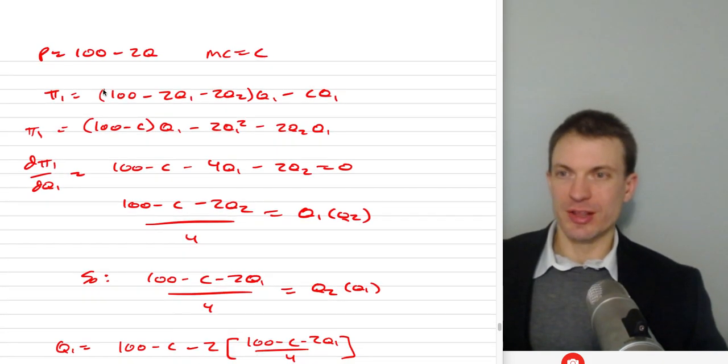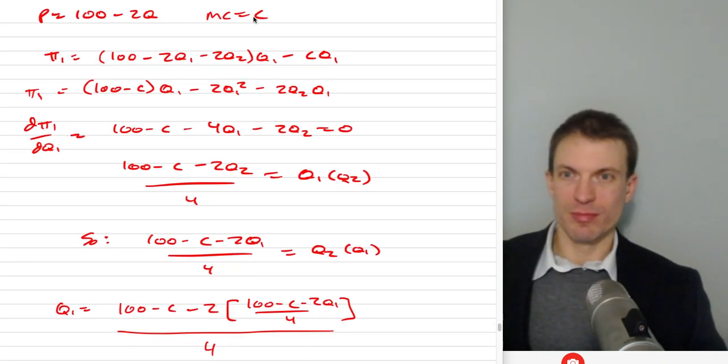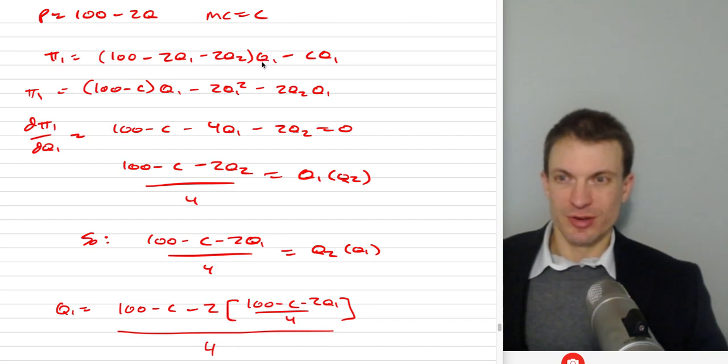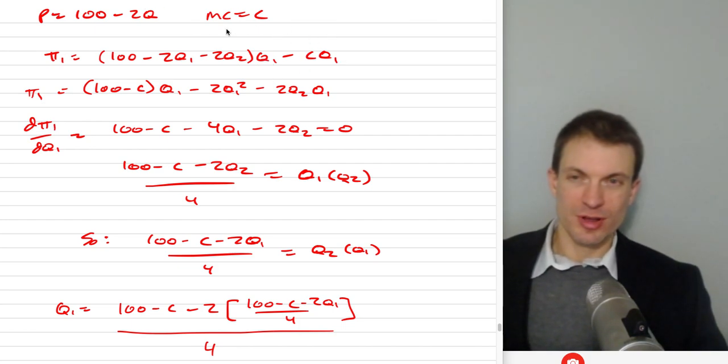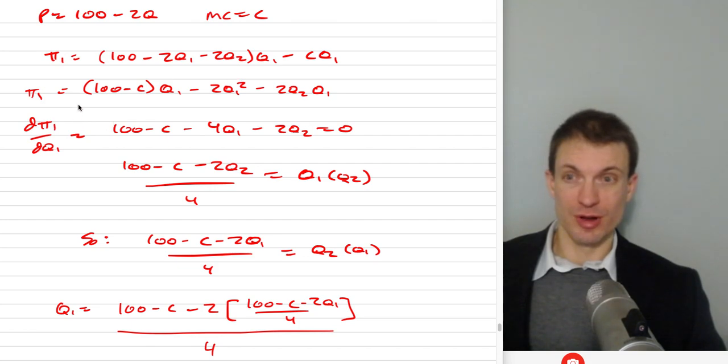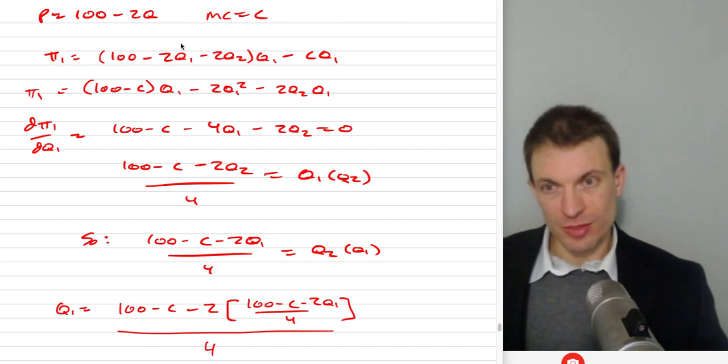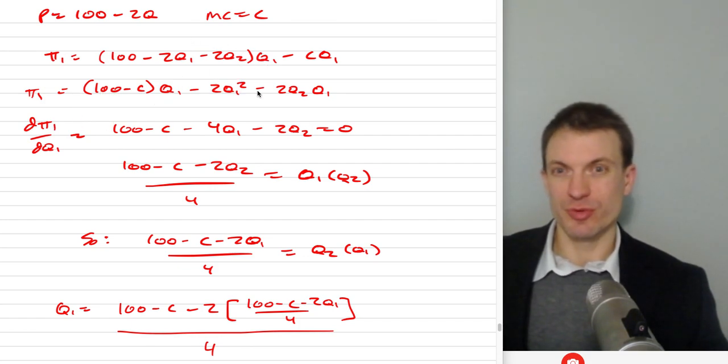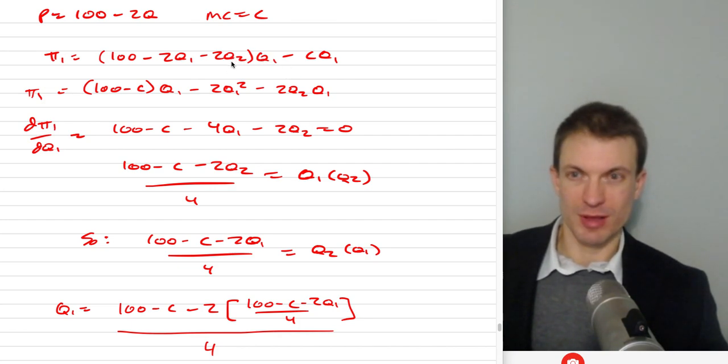So, all right, here is our market demand. Here is our marginal cost. So firm 1's profit is going to be 100 minus 2Q1 minus 2Q2, this whole thing times this quantity, minus CQ1. Now what I'm going to do is distribute and collect like terms. So this 100 minus C is from this 100Q1 minus the CQ1. Distributing this Q1, I'm going to get minus 2Q1 squared. And then distributing the Q1 here, I'm going to get minus Q2Q1.